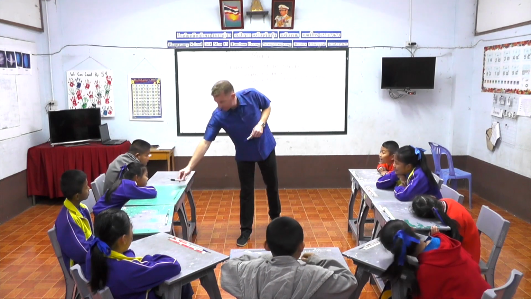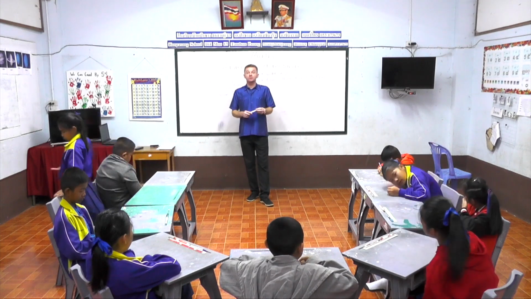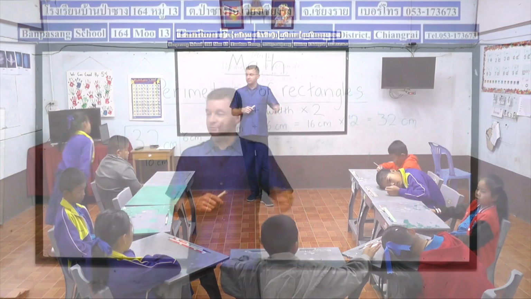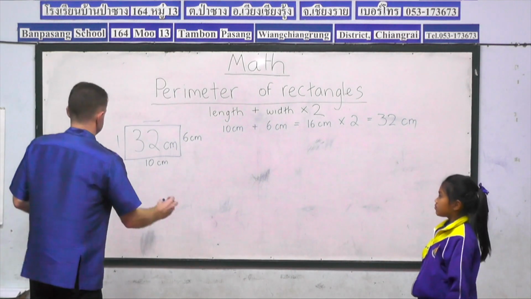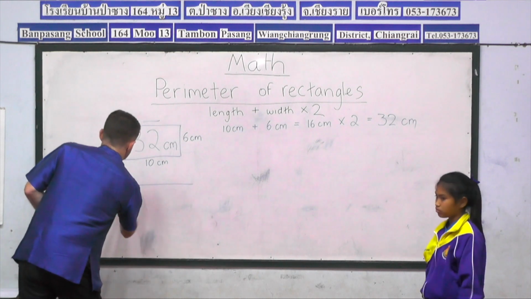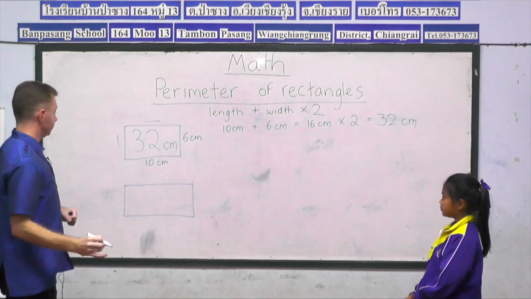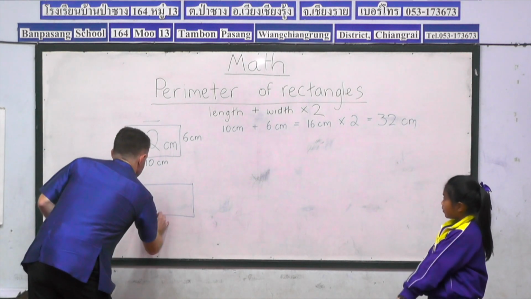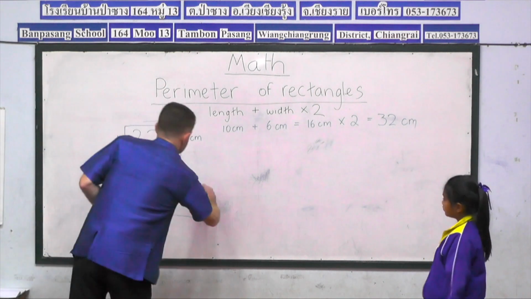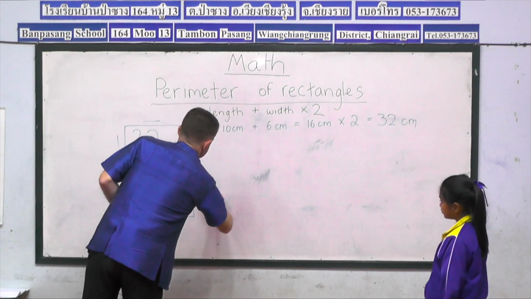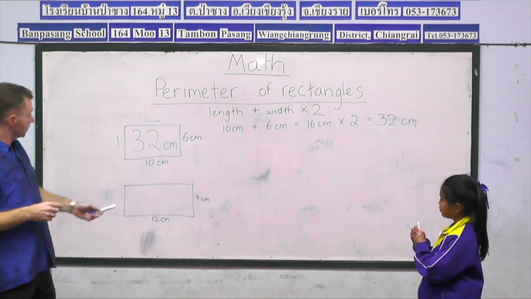Pak Bung, come and join me at the front of class. Pak Bung can work out the perimeter of the rectangle first. So stand here for me, please, Pak Bung. So what we need is a rectangle. Okay, so this time, the length of the rectangle is 12 centimeters. The width of the rectangle, 4 centimeters.